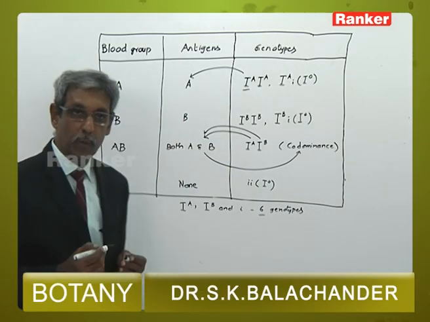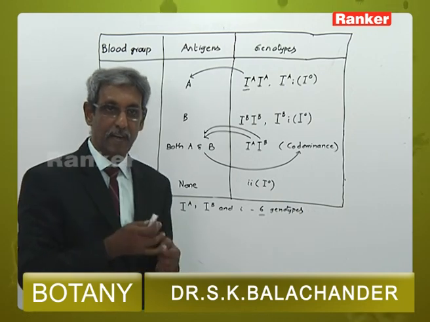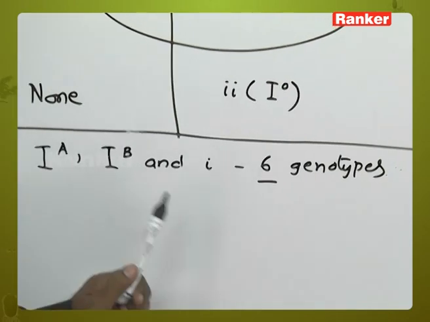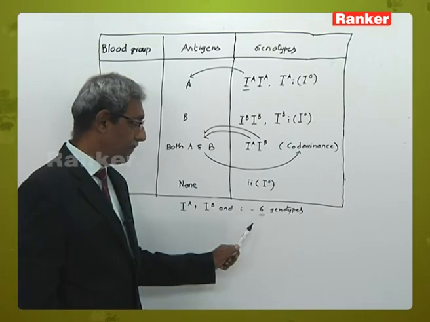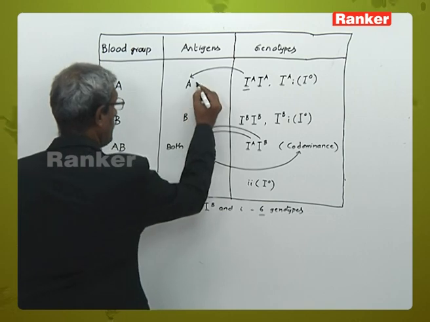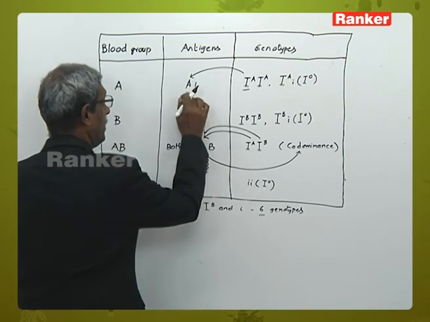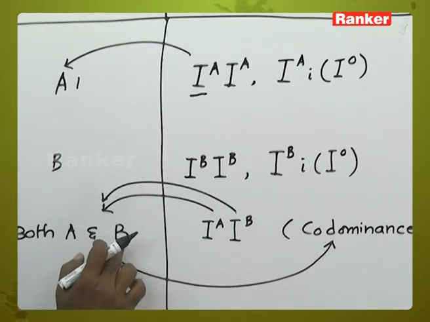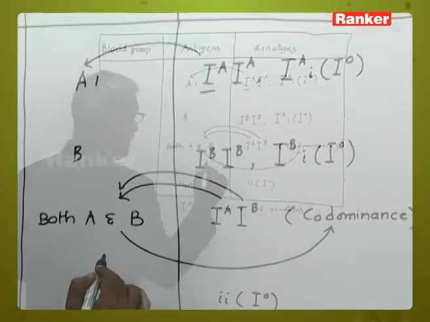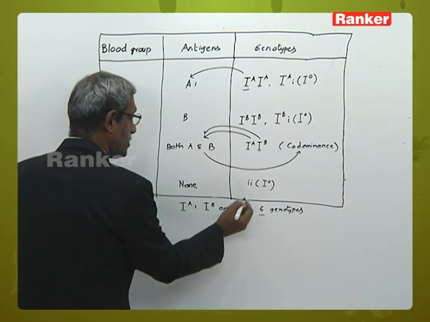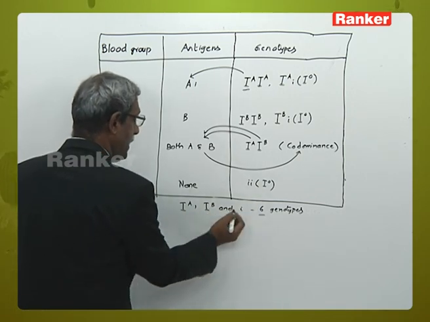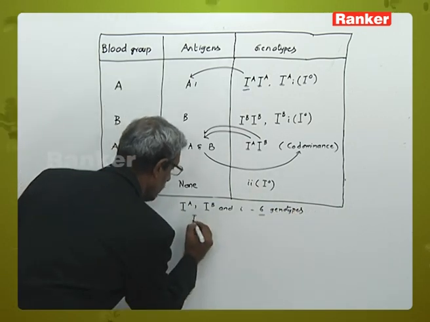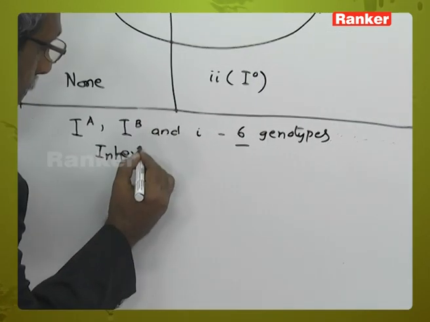This is clearly shown in the printed chart, wherein all the possible gametes are shown. Thereby, the first one, antigen A, is represented by IA. Then if you take AB, it is represented by IA and IB. And again we have small i, and IA, IB and also small i. They are represented by 6 genotypes in the pattern of inheritance of blood groups.